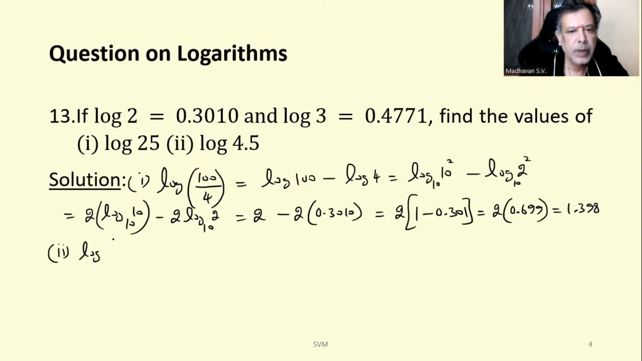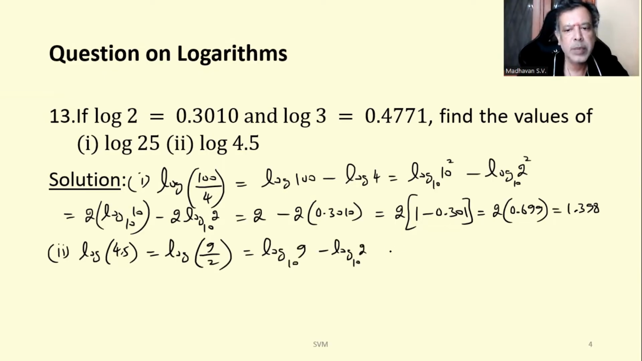Logarithm of 4.5. 4.5 can be written as 9 by 2. And this can be further simplified as logarithm of 9 minus logarithm of 2. Both are to the base 10 because nothing is specified. So now logarithm of 3 square to the base 10 minus logarithm of 2 is given in the question as 0.301.